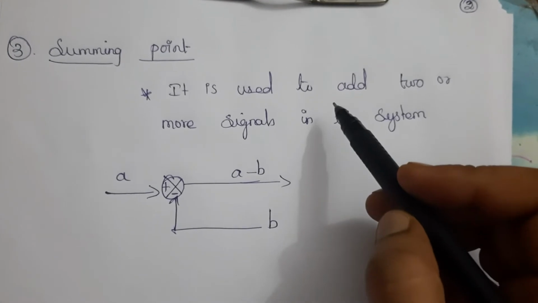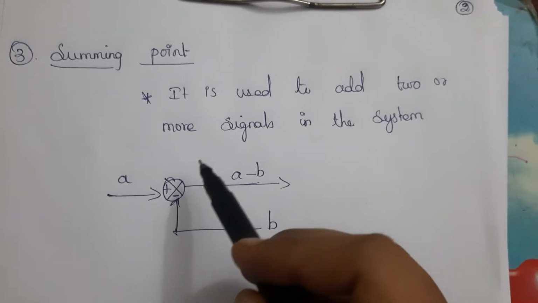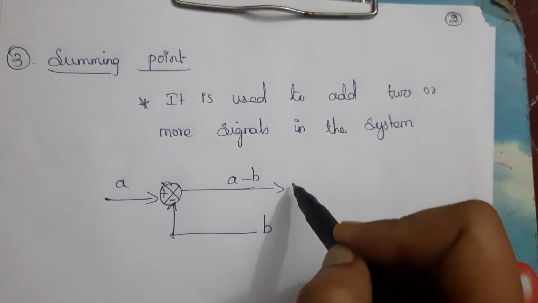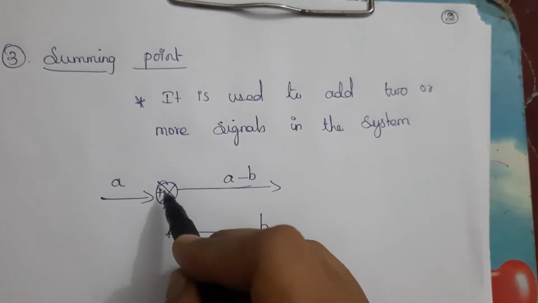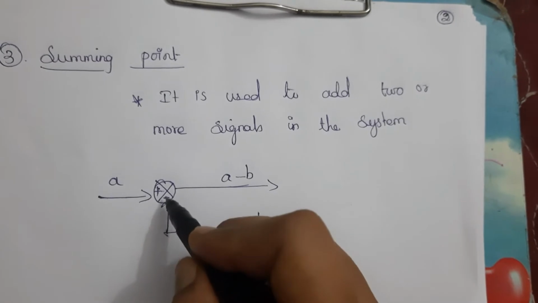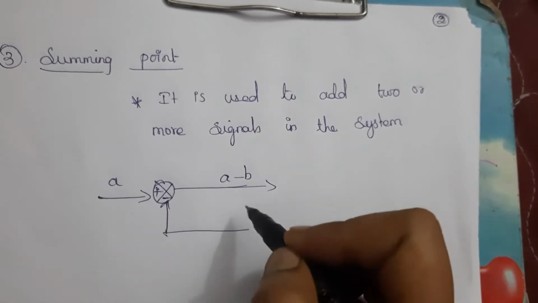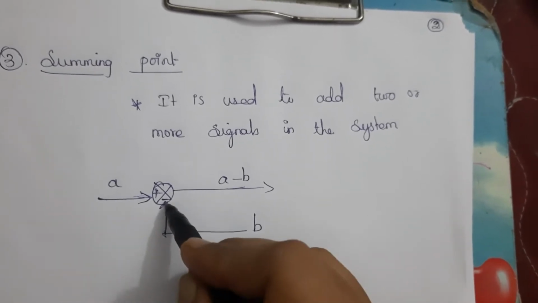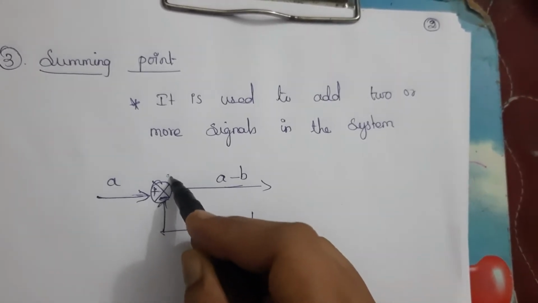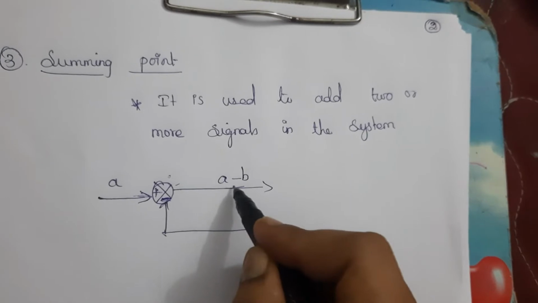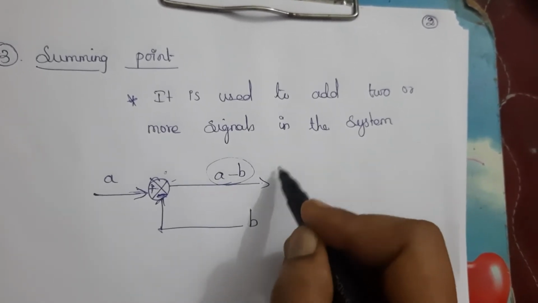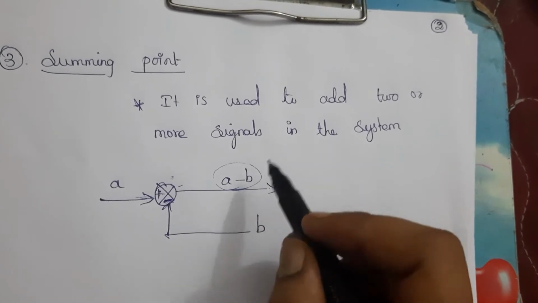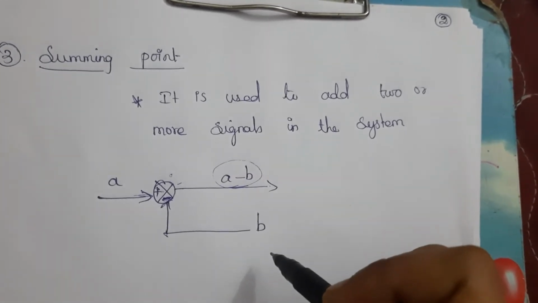Final one is the summing point, which is used to include the addition or subtraction function on the signals. A plus symbol means the signals are added, a minus symbol means the signals are subtracted. So here A is given to plus and B is given to minus. So we get A here and we get minus B here. So the input to the next block, or the output of this summing point, is A minus B. So this is known as the summing point.